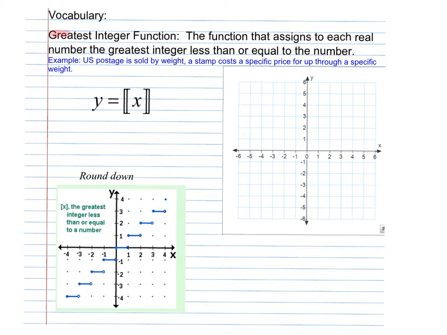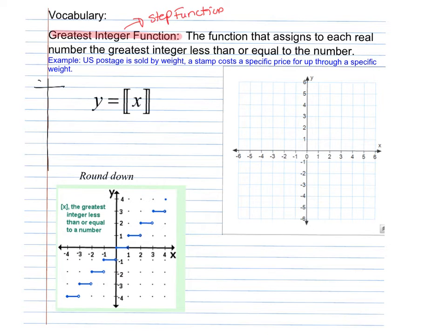So the greatest integer function is the same thing as the step function. It's just a different way of naming it or calling it. This is your parent function for the step function. You really need to understand it and know it. So let's just say that we make a t-table.